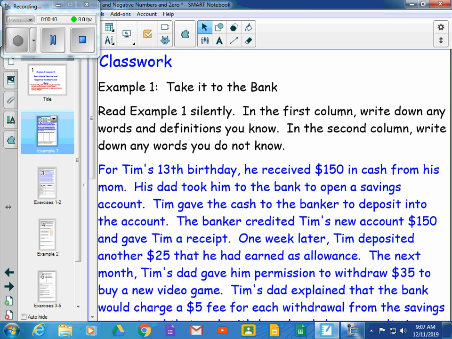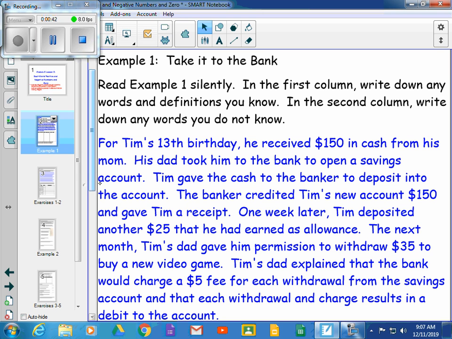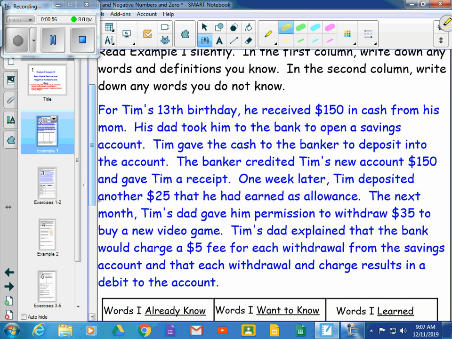What we have in example number 1 is a story. I want you to read example 1 with me, and as I read it, I'm going to highlight some words that I want you to focus on after we're done. Okay? This is for Tim's 13th birthday. He received $150 in cash from his mom. His dad took him to the bank to open a savings account. Highlight savings account.